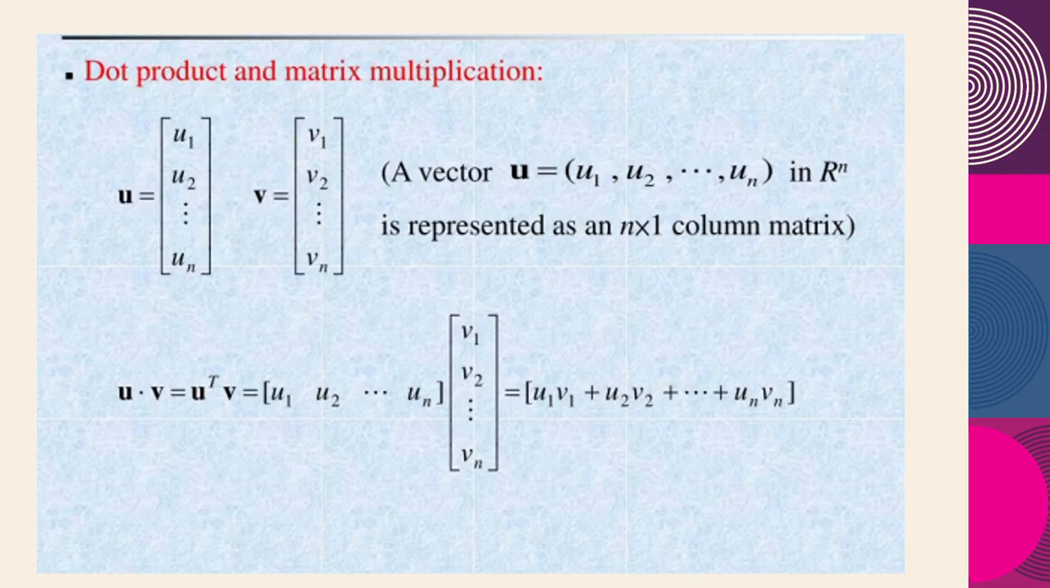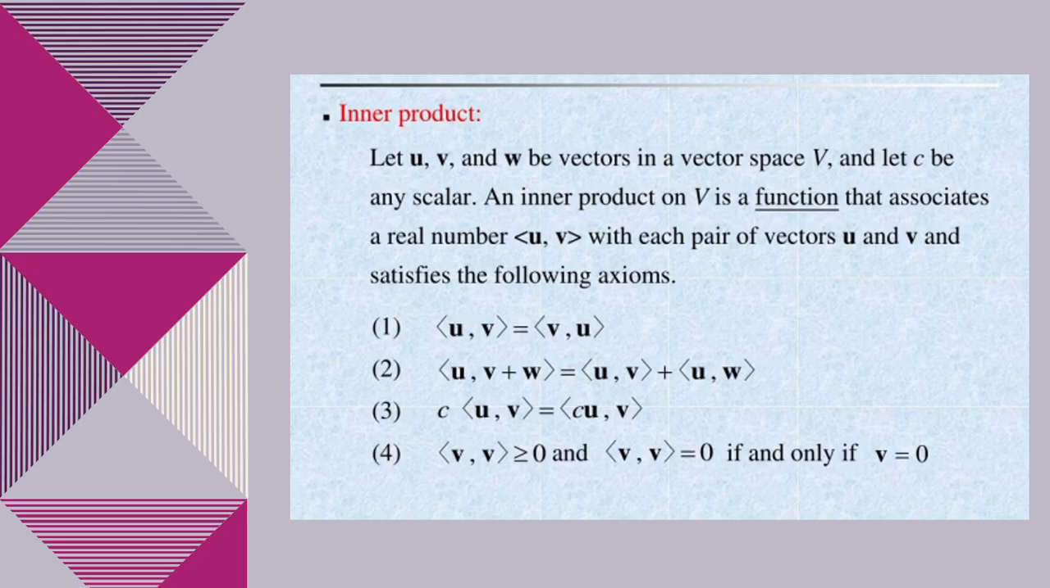u1 v1 plus u2 v2 and so on. This shows us that the dot product and matrix multiplication are really doing the same thing. They are just equal. Now we move to a bigger idea called the inner product. An inner product is like an upgraded, more flexible version of the dot product. It is a function that takes two vectors u and v from a vector space V and gives us back one real number, written as angle brackets u, comma v.